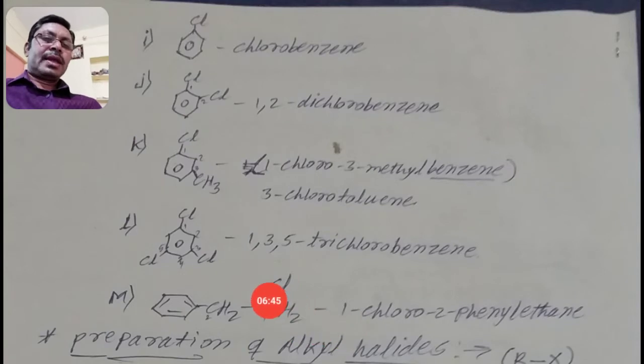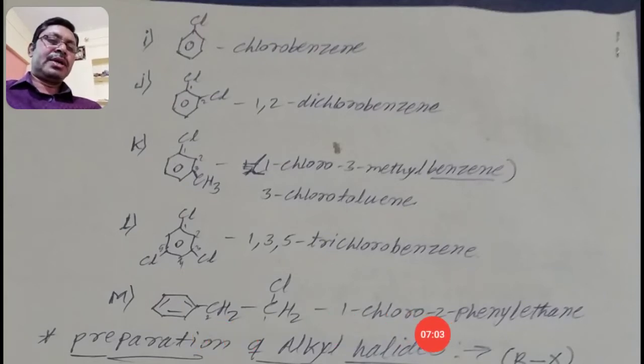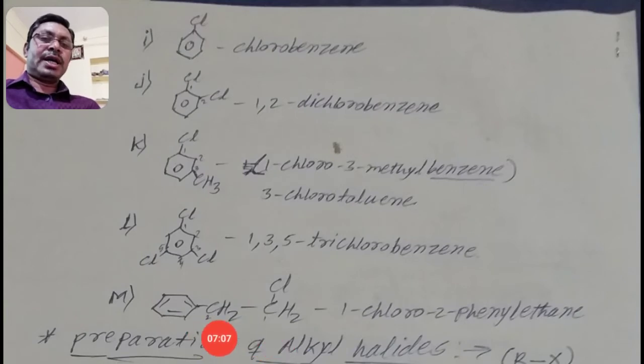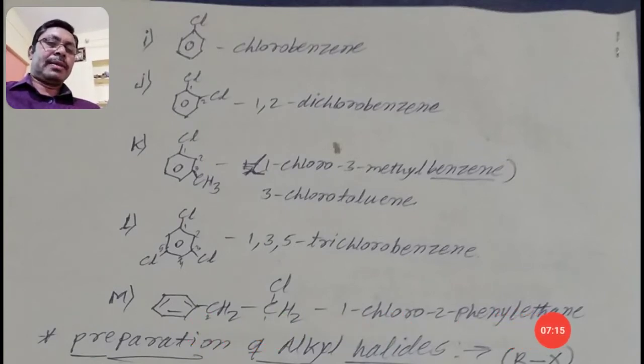that is the first. The halogen atom's name is chlorine, so write chloro. Then at the second carbon atom, there is a phenyl group, because it contains one hydrogen less than benzene, so it is known as phenyl. It is at the second carbon atom, so you must write 2-phenyl. And the parent chain, numbered 1 and 2, is of only 2 carbon atoms, so it is known as ethane. That means 1-chloro-2-phenylethane.